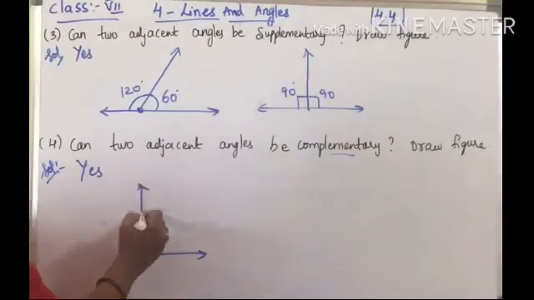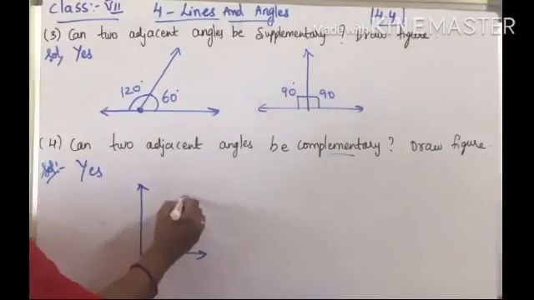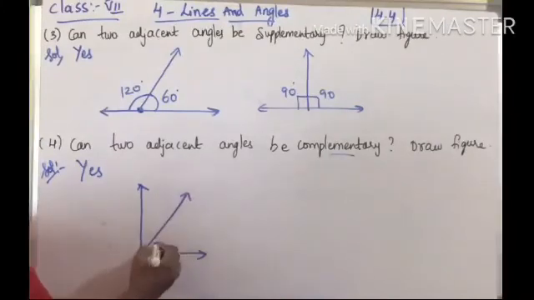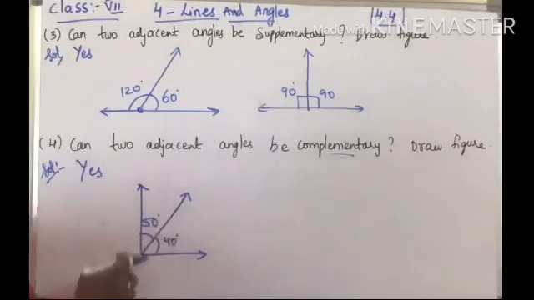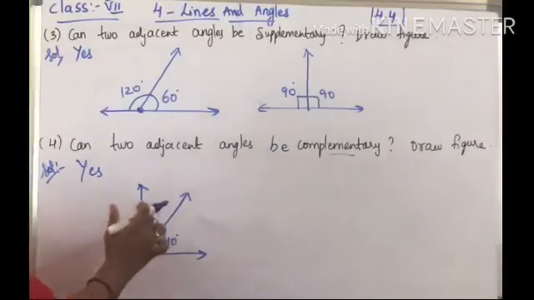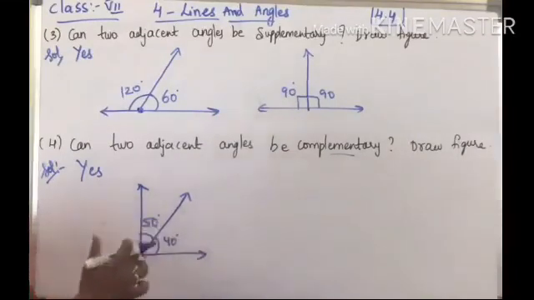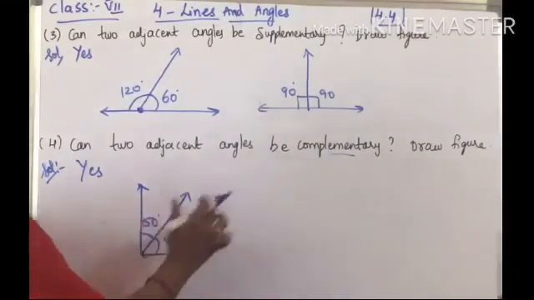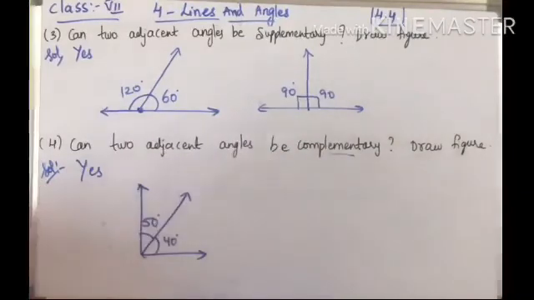So, you know the shape of 90 degrees, a right angle. Now, I will divide this angle into two parts. Suppose this is 40 degrees and this is 50 degrees. So 40 plus 50 gives you 90. That means when you add these two angles, you are going to get 90. Means 50 and 40 form complementary angles, isn't it?